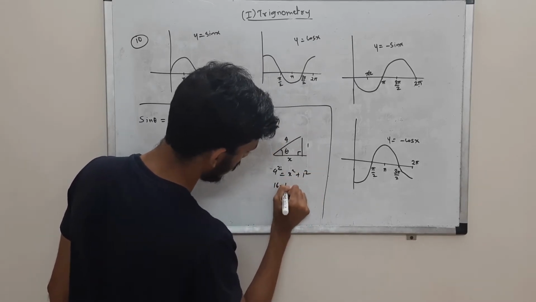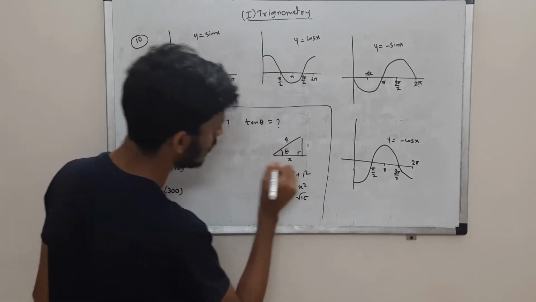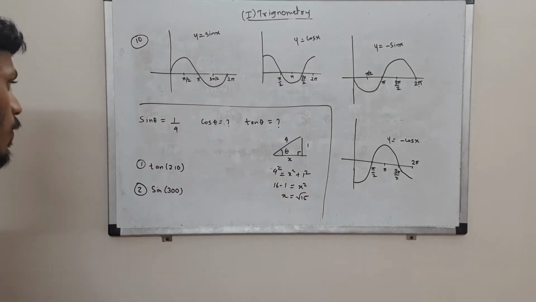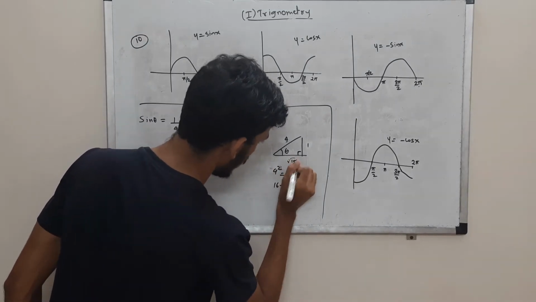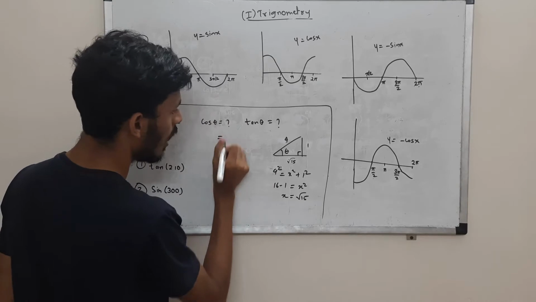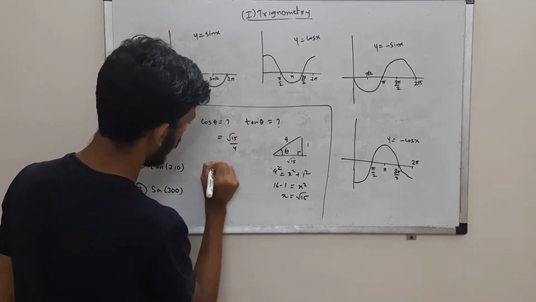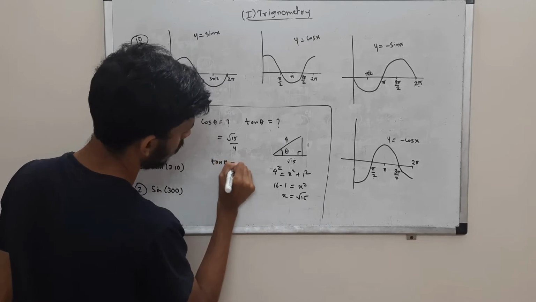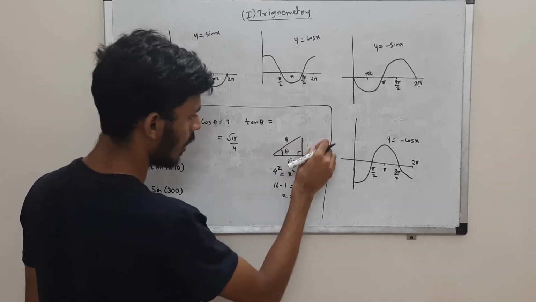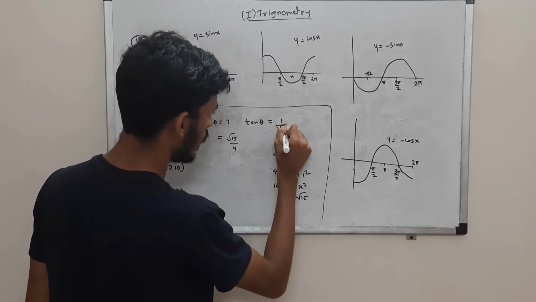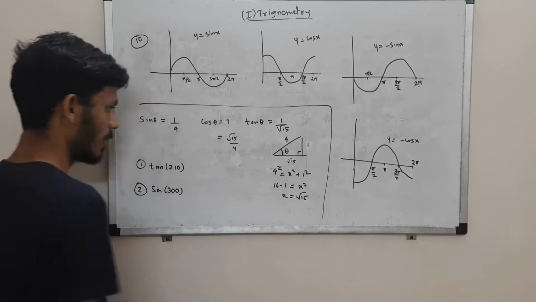So 16 minus 1 is x squared, so root of 15, right? So this x is nothing but root of 15. Okay, now you have the value of this x. Now you can easily find cos theta. Cos theta is adjacent upon hypotenuse, so root 15/4, and tan theta will be nothing but opposite upon adjacent, right? So 1/root 15, opposite to theta upon adjacent to theta.